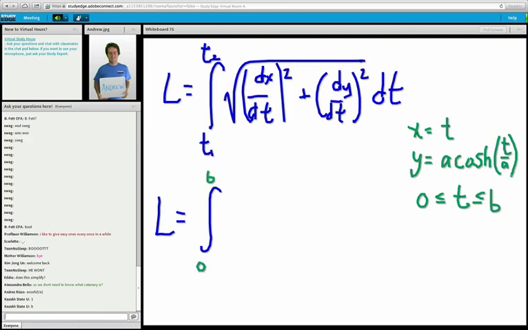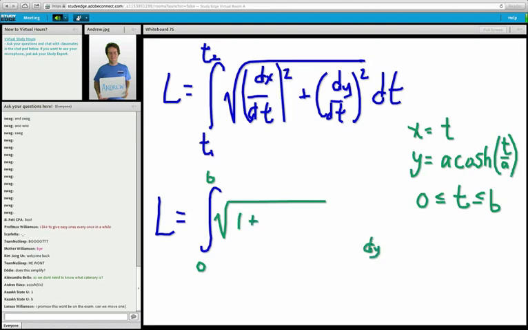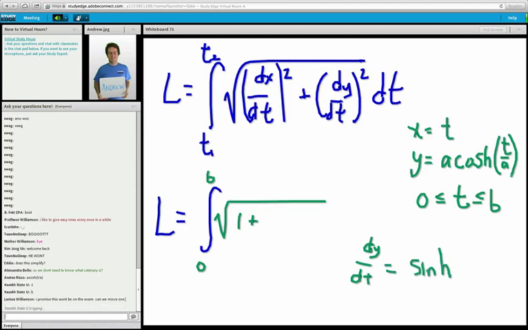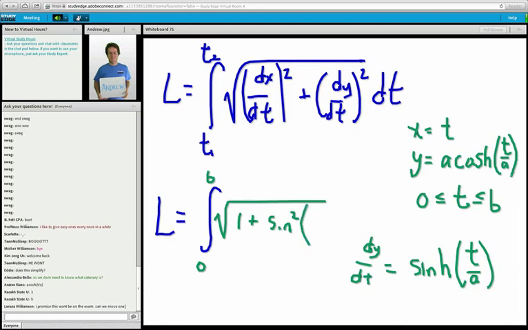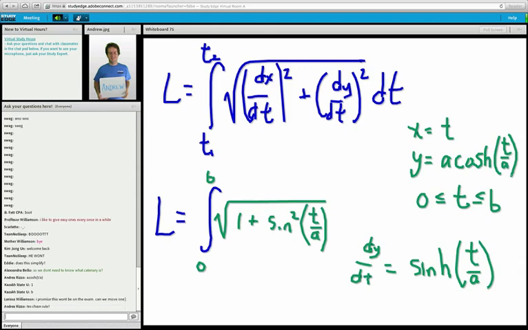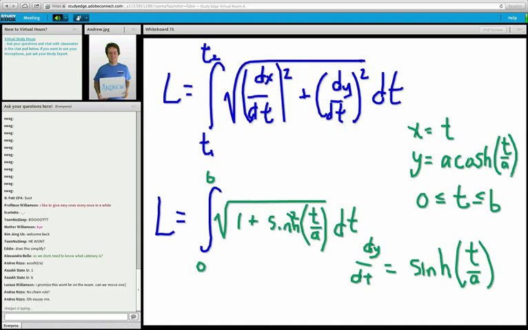The derivative of x with respect to t is 1. The derivative of, what is the derivative of y with respect to t? dy dt will be sinh of t over a. So this is going to be sinh squared of t over a. I should probably say sinh. I did use the chain rule. No problem.